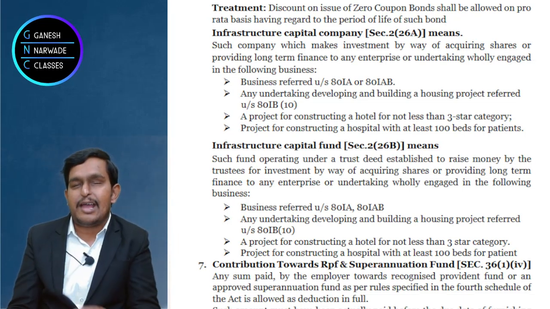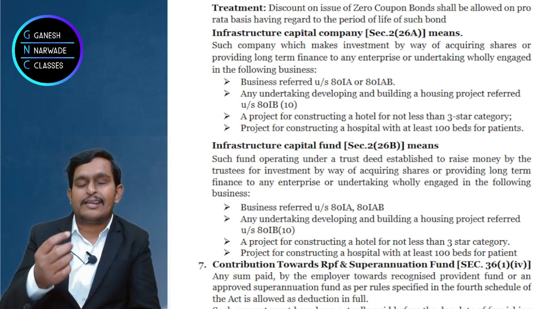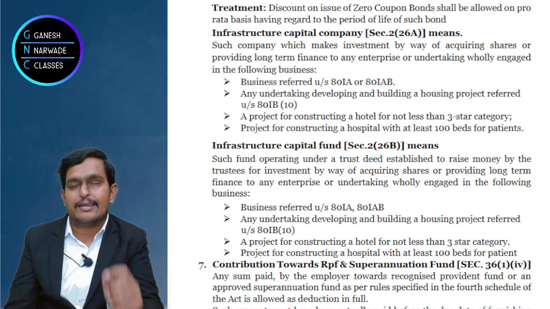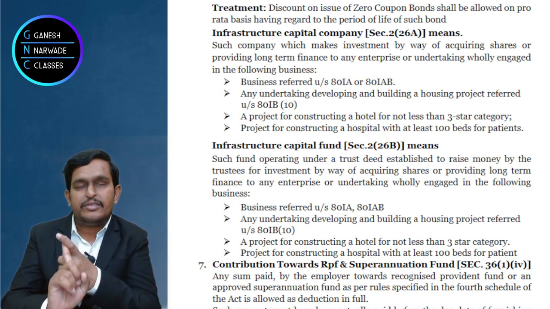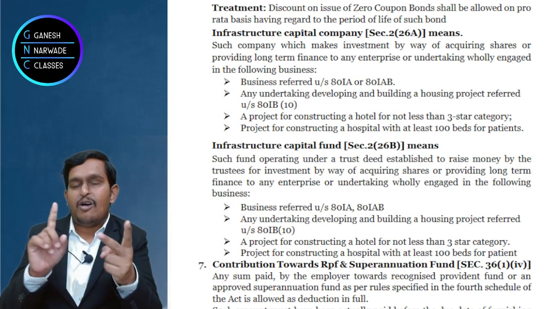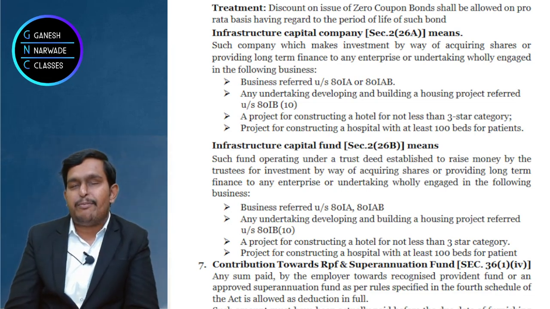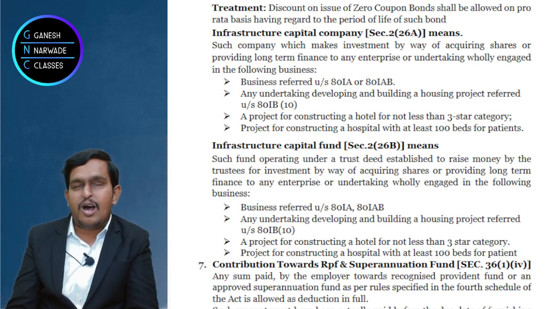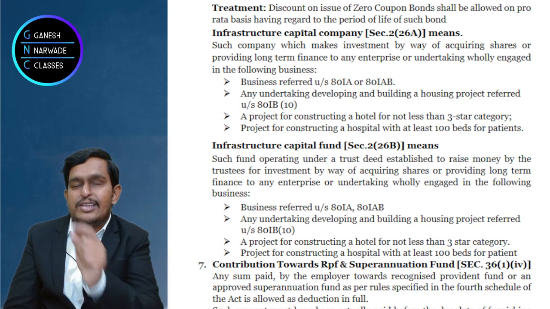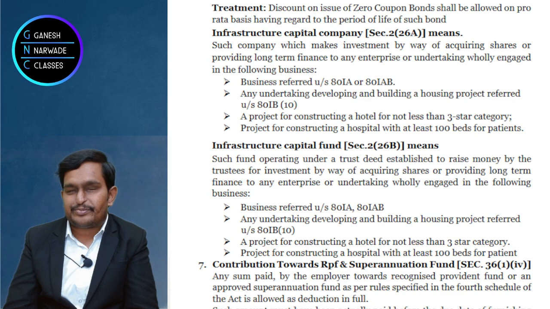What are infrastructure capital companies? Discussed under section 2 clause 26A, and infrastructure capital funds are trusts which are mentioned under section 2 clause 26B. Basically, these give long-term finance to infrastructure companies, or they invest in the shares of infrastructure companies. Which type of companies? Those which are mentioned under 80IA, 80IAB or 80IB, or a hotel with 3-star or more accommodation, a hospital with 100 beds or more. Now come to the next point.